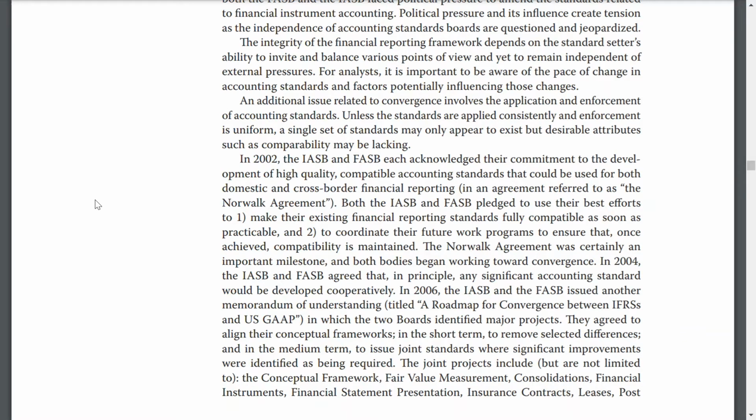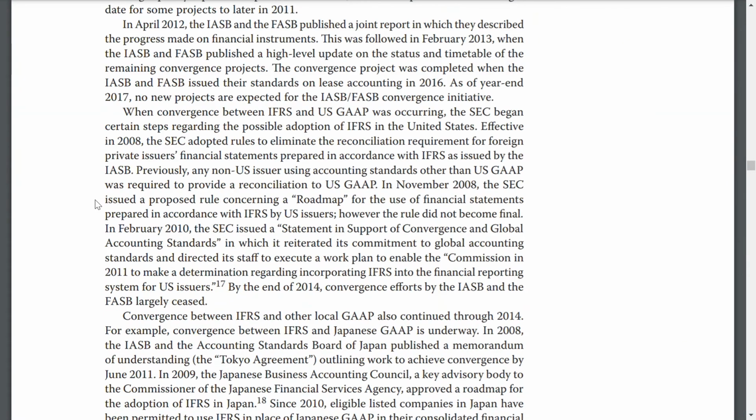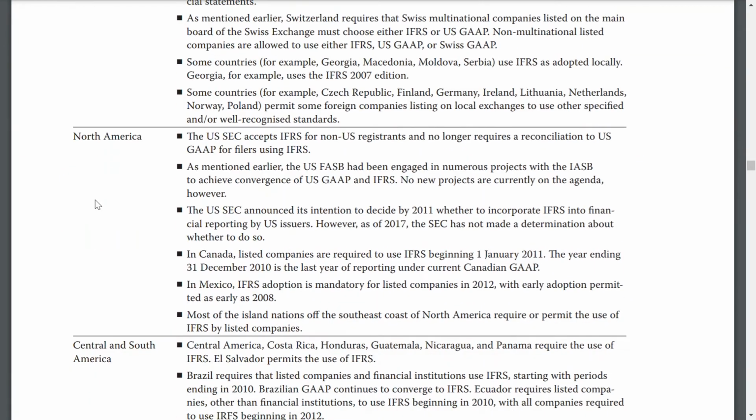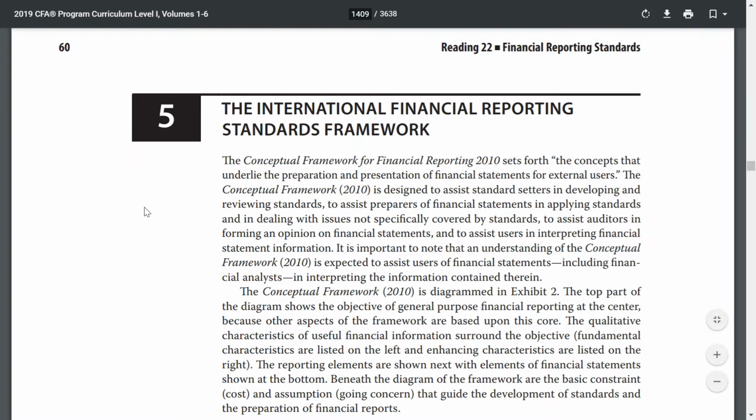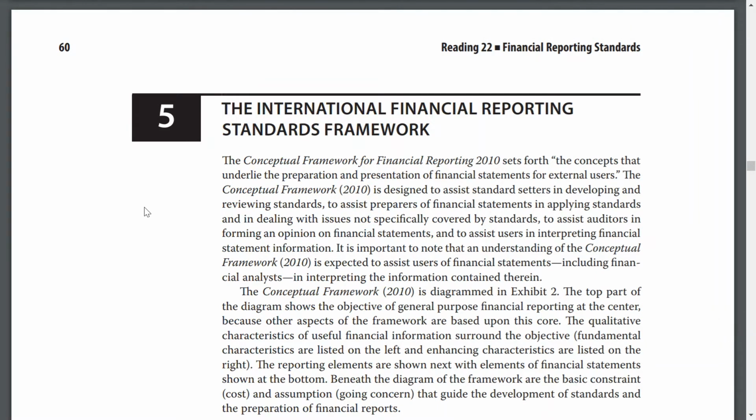Okay, so here's an example. The International Financial Reporting Standards Framework. The Conceptual Framework for Financial Reporting 2010 sets forth the concepts that underlie the preparation and presentation of financial statements for external users. The conceptual framework is designed to assist standard setters in developing and reviewing standards, to assist preparers of financial statements in applying standards and in dealing with issues not specifically covered by standards, to assist auditors in forming an opinion on financial statements, and to assist users in interpreting financial statement information.